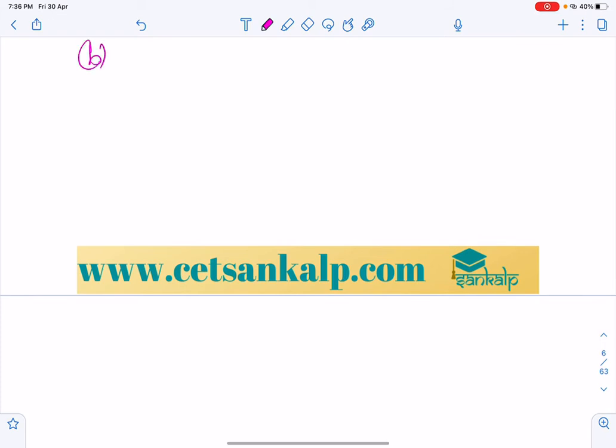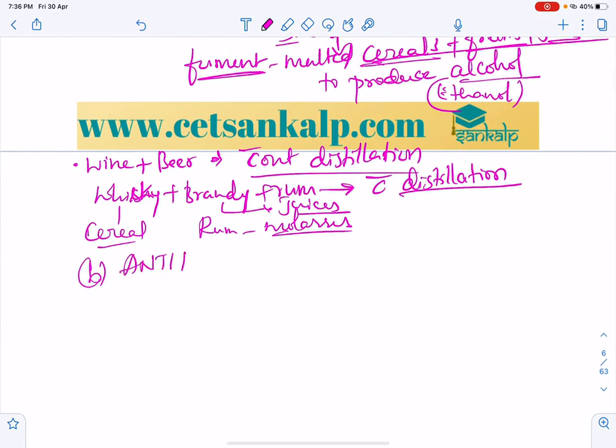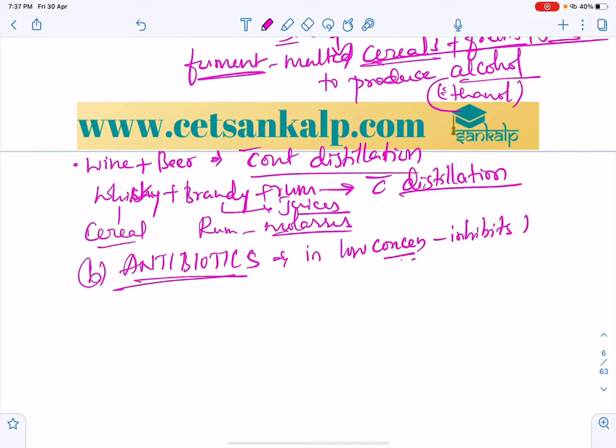So next, antibiotics. What are these antibiotics under industrial products? We can say that antibiotics are chemicals, substances produced by microorganisms in low concentration. They are produced in low concentration, and this is very, very important: they inhibit the growth and metabolic activity of microbes.